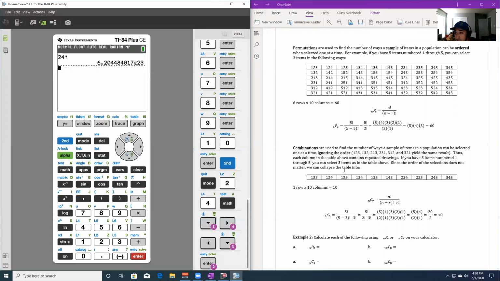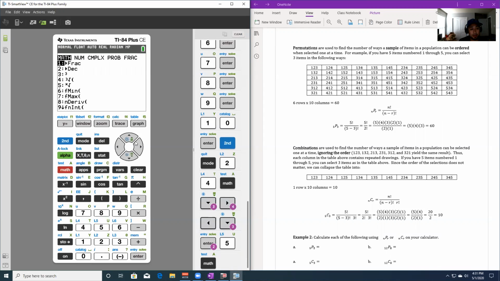So if you have 5 items numbered 1 through 5, you can select 3 items in 60 ways. And the way we sum that up so we don't have to make a chart is we use the permutation button on our calculator, which I'll show you how to do. So what we say first is the total amount of items. So we have 5 items, and we want to permutate or pick 3 items.